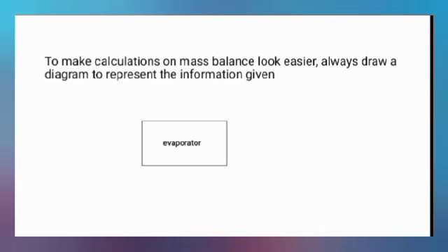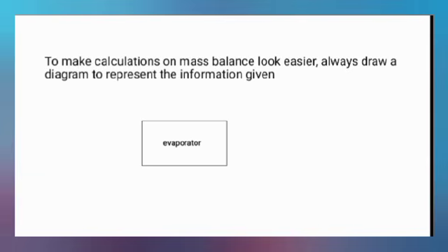So let's consider this. If this is our evaporator, in this particular topic we are going to focus more on how the evaporator is used to extract water from our raw material and then give us a product with a decreased amount of water, or let's say no amount of water in such a product. So to understand it better, always draw a diagram to represent whatever information is given to you.